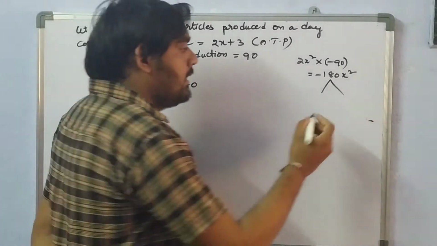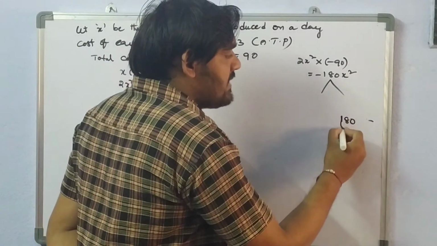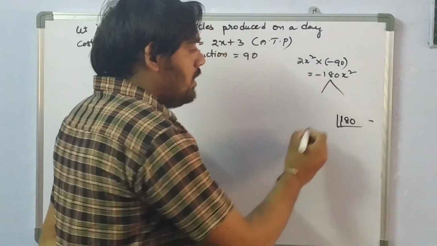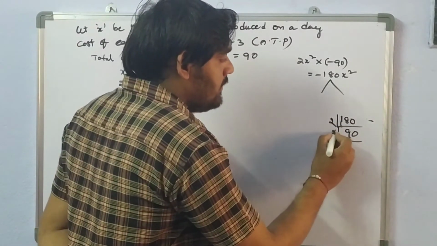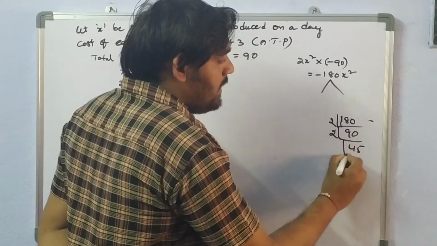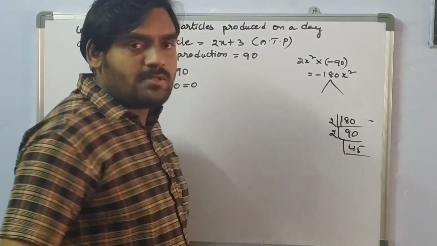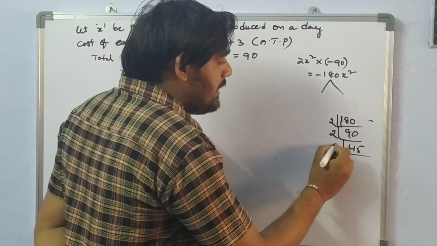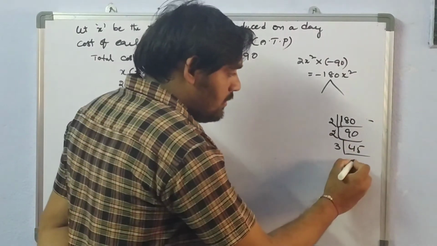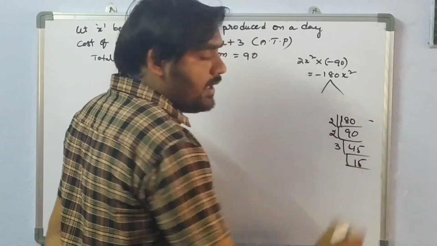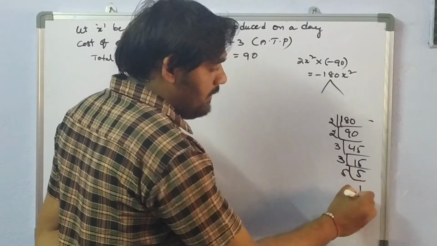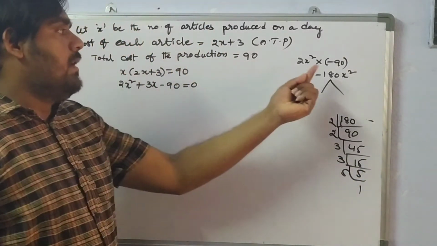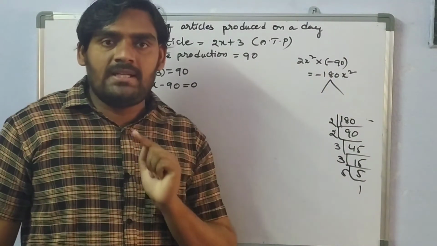So for that, take the prime factors of 180: 2 into 90. Next, take 2 into 45. Next, 45 won't be divisible by 2, so go for another prime number, that is 3, 15. Next, go for another prime number, 3, 5, 5, 1. We got it like this. See here, the product is minus 180x square.